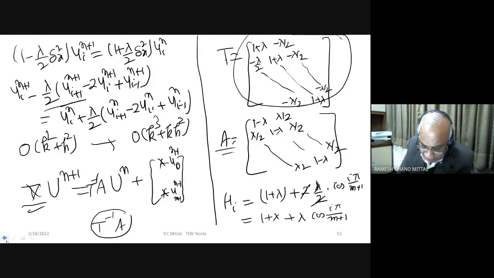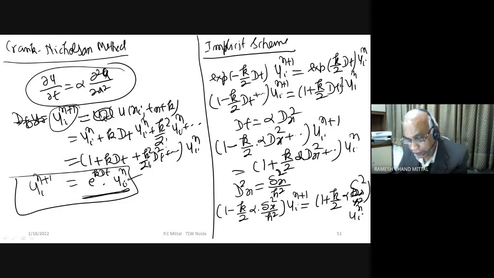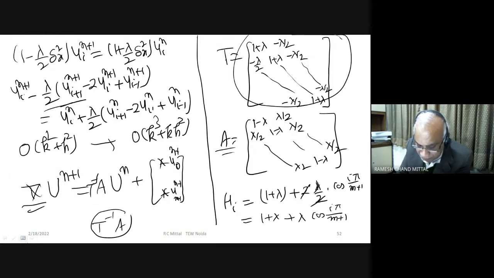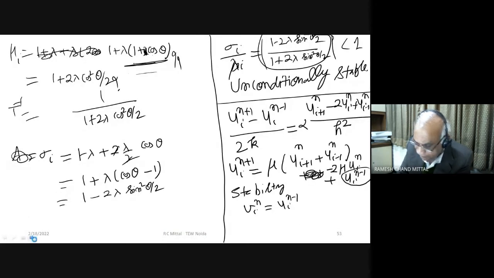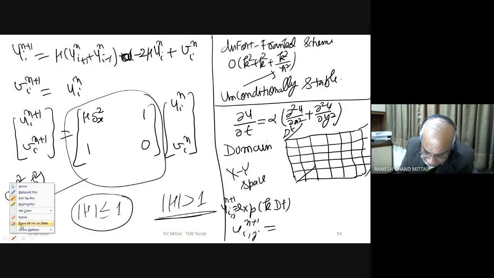Please understand my basic idea, because I gave you the basic fundamental that u_i^{n+1} is always e^{k dt}. I use this so that my life becomes easy to derive the scheme. Otherwise there is no difference. So e^{k dt} is nothing but u_ij^{n+1}, because I am using the time direction only. So u_ij^{n+1} equals e^{k dt}. Now if I wish to derive an explicit scheme, then I can write this as u_ij^{n+1}.